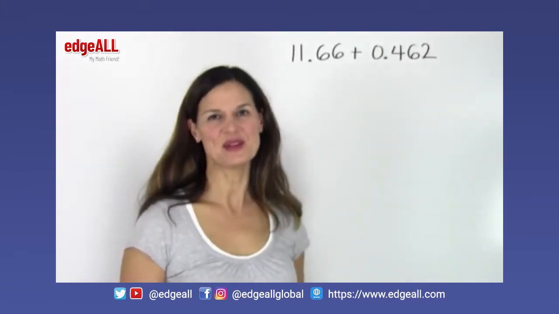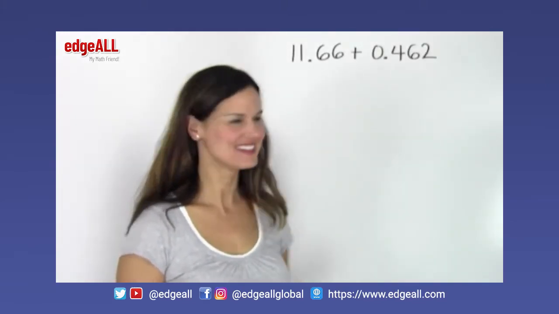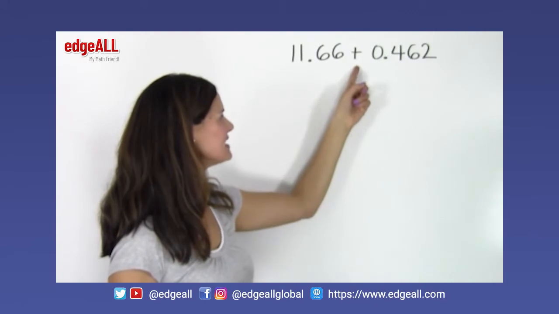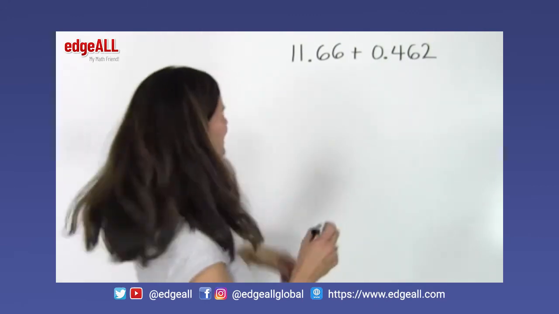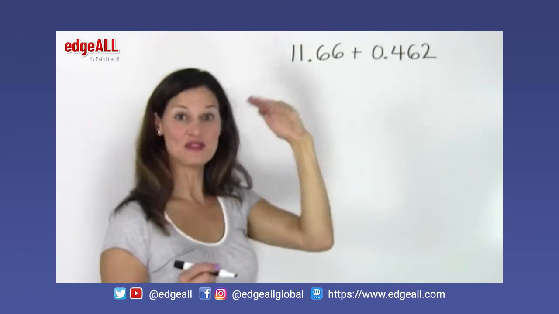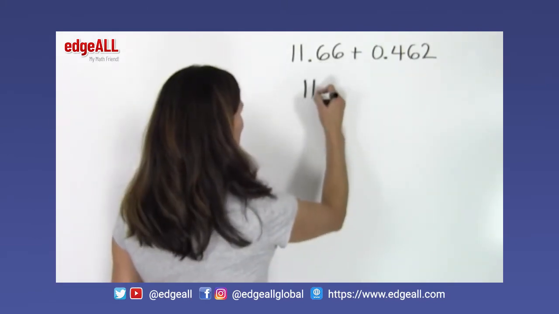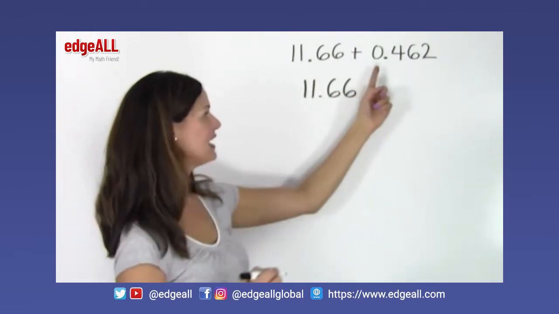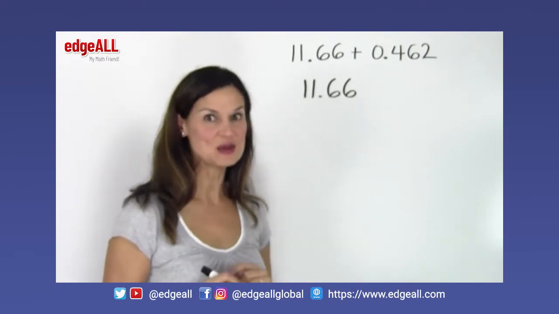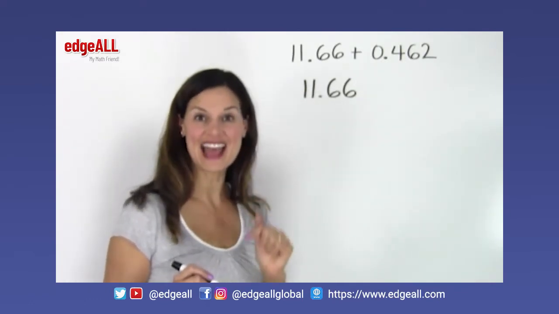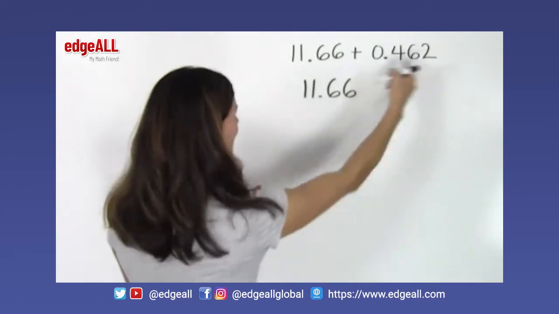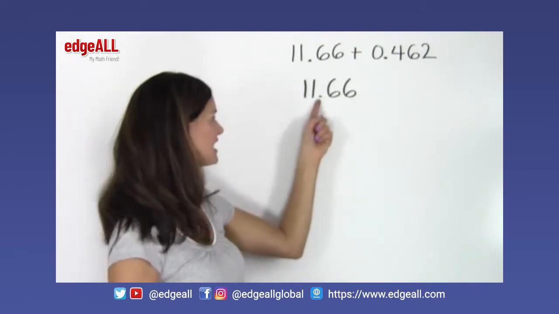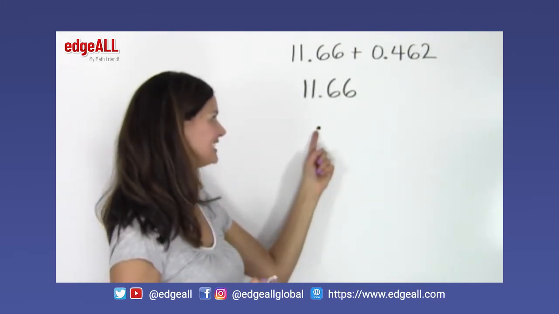Let's look at another example of adding two decimals together. So I am asked here in my problem to add 11.66 plus 0.462. So I want to start out by putting them vertically. So I'm going to do my 11.66 first. And then I need to here add 0.462. Now remember, it's super important that we line up our decimal points. So before I even write my number, I'm going to come down here and place my decimal point here underneath this decimal point to remember to line them up.